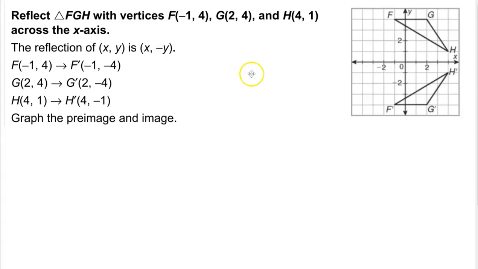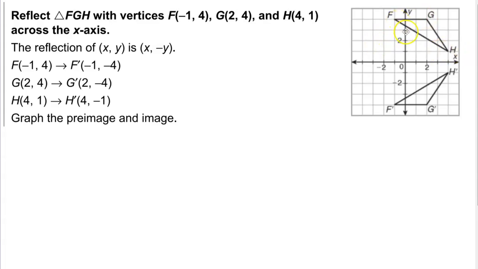Okay, here's some more notes to look at. Here's one that's already done. Notice how you have the FGH without the little marks there. This is your pre-image. Here is the image being reflected, and I know that because it has these little marks right here. So this is your image and this is your pre-image. One way I try to remember it is these little marks, think of them like I for image, and then the other one is your pre-image.